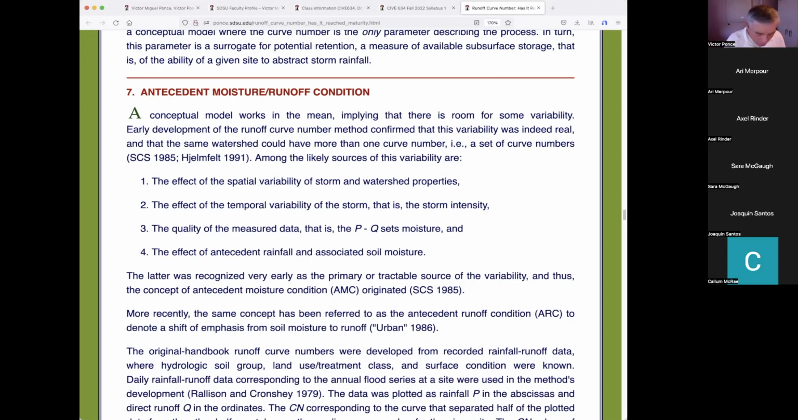It's like saying 1, 2, 3. We have 4, 5, 6, 7. We're going to bundle 5, 6, 7 into 4 and call it 4. They didn't call it everything else. That would have been not kosher, okay? So they said antecedent moisture. So the antecedent moisture is now a source of all the variability in the curve number method.